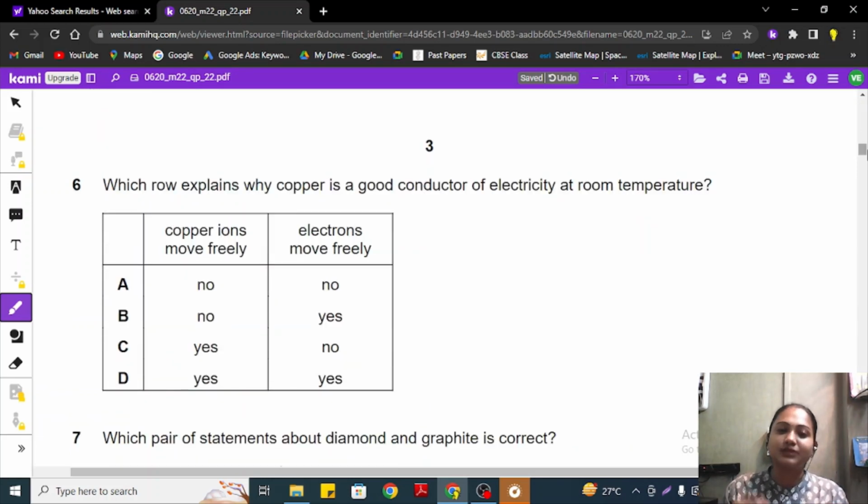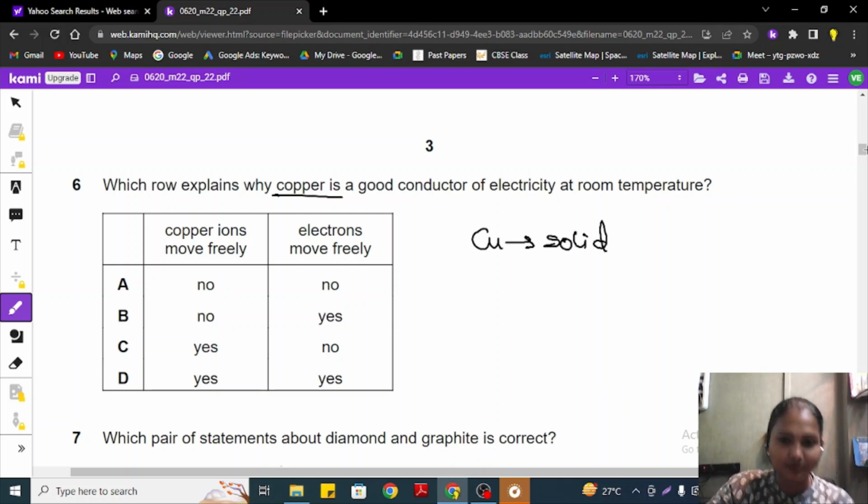Which row explains why copper is a good conductor of electricity at room temperature? Now we know copper is a metal, and definitely that is one of the physical properties of metals, that metals conduct electricity. They are good conductors of electricity. So copper in nature exists in the solid state as a metal.